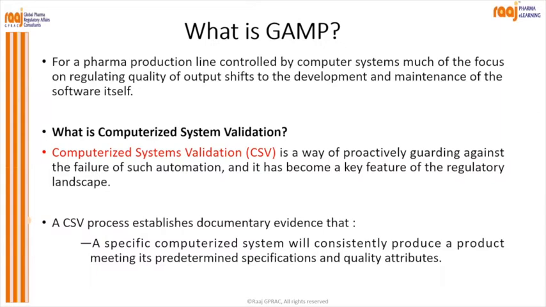weighed product. Okay. So the CSV process establishes documentary evidence that a specific computerized system will consistently produce a product meeting its predetermined specification and quality attributes. I hope it is pretty clear now, correct? It is given very nicely: a specific computerized system will consistently produce a product meeting its predetermined specification and quality attributes.